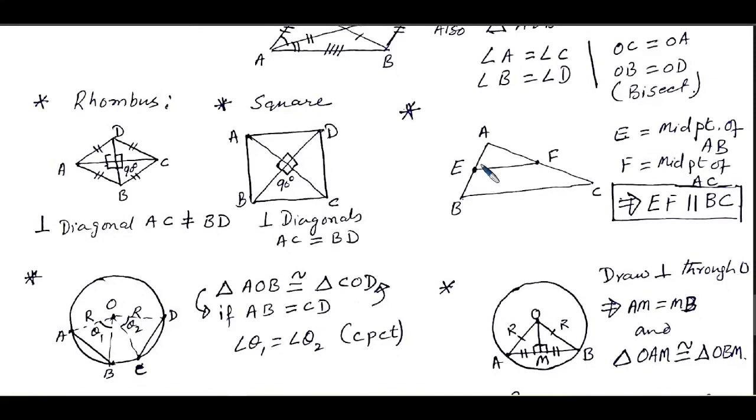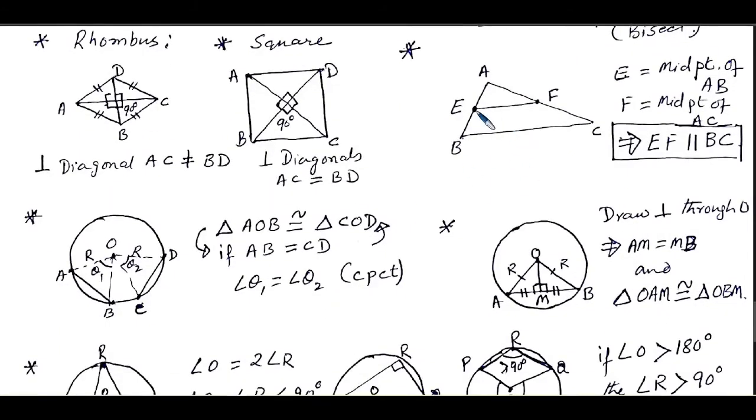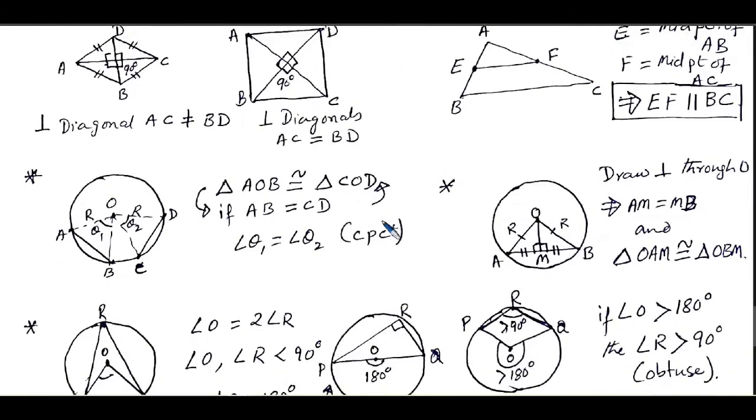We have also seen that if there is a midpoint on this side of a triangle, and you join it to the midpoint of the other side, these lines are parallel. We have seen it. So if they are parallel, then this F will be the midpoint of AC. This is the midpoint theorem, and vice versa.